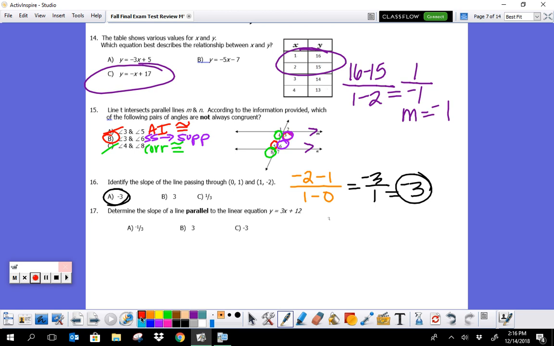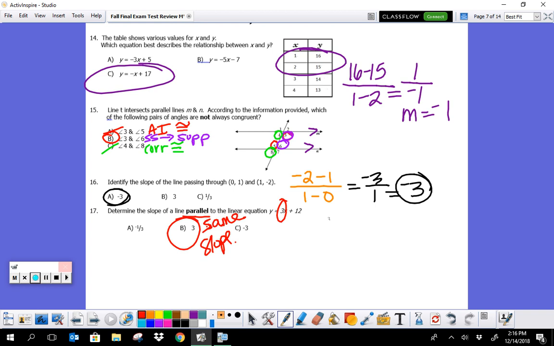Okay, 17, determine the slope of the line parallel. So what you have to know here is that parallel means same slope. The slope of this line is 3, which means the same slope of my parallel line would be 3, which is B.